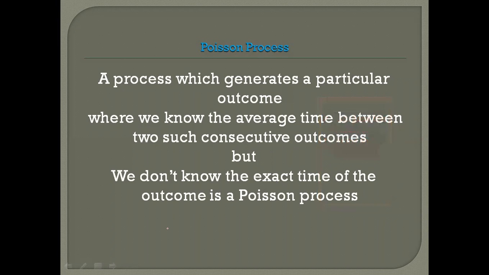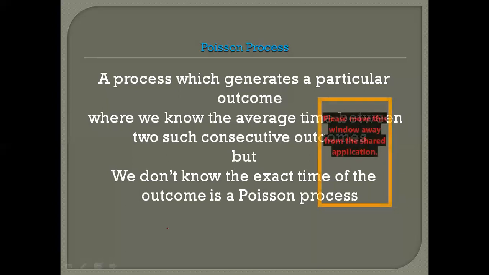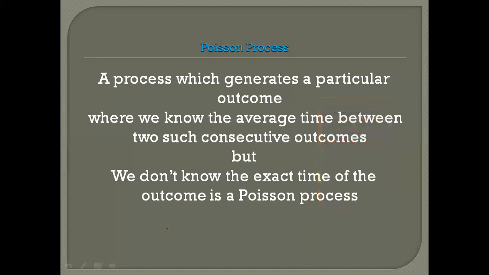Now, a process generating outcomes. For example, you're driving a car for 100 kilometers, right? Now you may encounter another car crossing you in the opposite direction. But if you know the average time between two cars crossing you in the opposite direction, but you don't know exactly at what time the car will cross you, that's called a Poisson process, right? I hope this is clear. This is called a Poisson process.